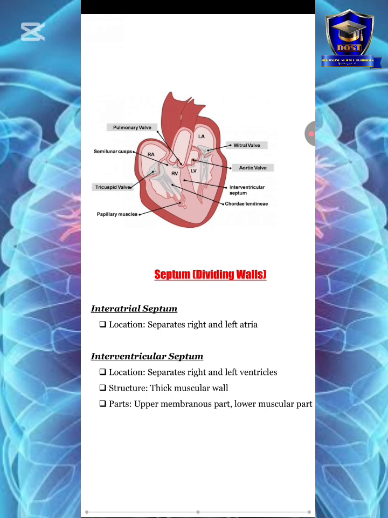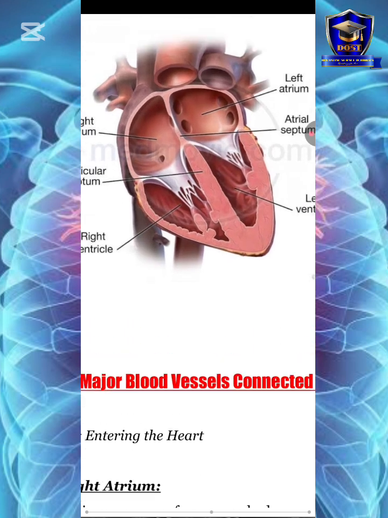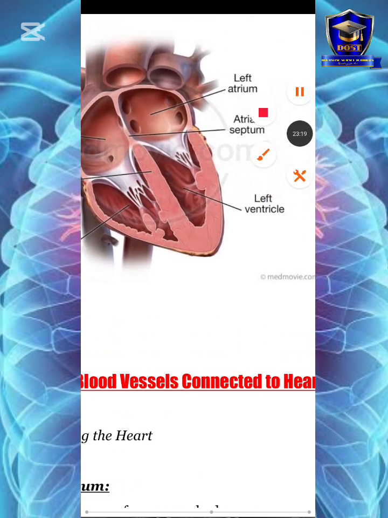All right. Now, the interventricular septum, take note that the upper part is membranous. It looks like a membrane. Meanwhile, the lower part is muscular. It has muscles. All right. So let's go to the next slide and see for ourselves. You can see clearly the interatrial septum and that of the ventricles too, the interventricular septum.